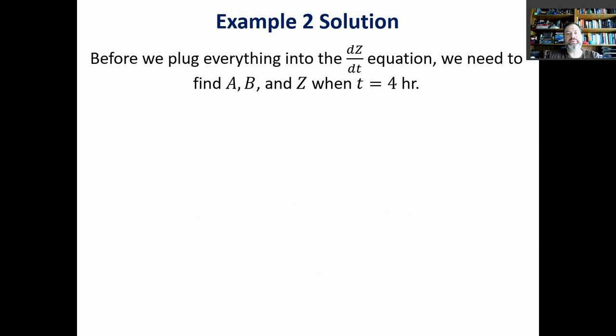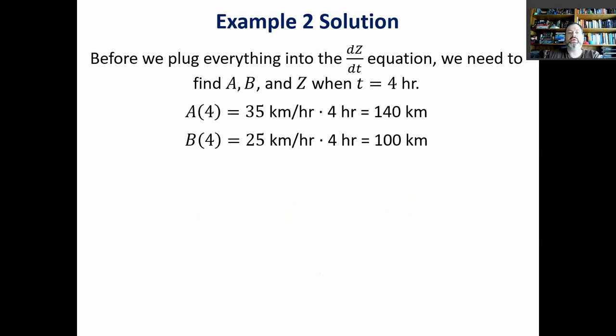So how do we find a, b, and z when t equals 4 hours? Well, we know the speed. So a of 4, so that's a function. I'm not saying a times 4. I'm saying a of 4, because a is a function of t. That's the speed times the number of hours. So if it's 35 kilometers per hour for 4 hours, it has gone 140 kilometers. Same thing for b of 4, it's moving the opposite direction. Doesn't matter if you write it as positive or negative.